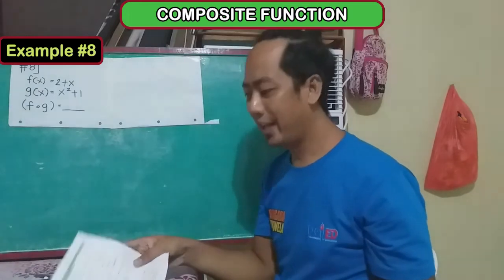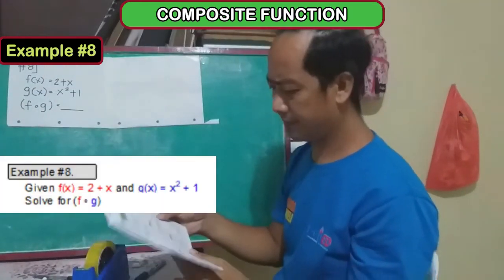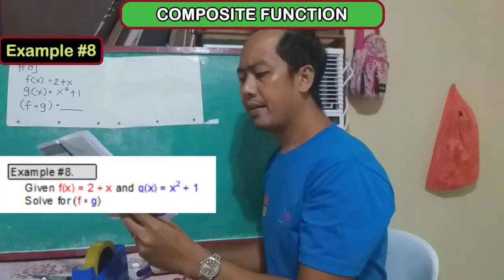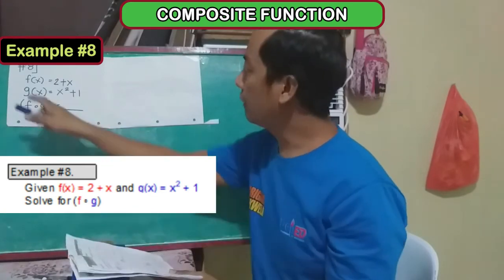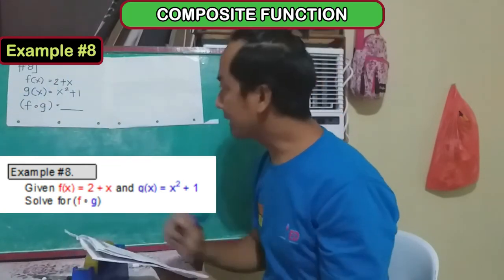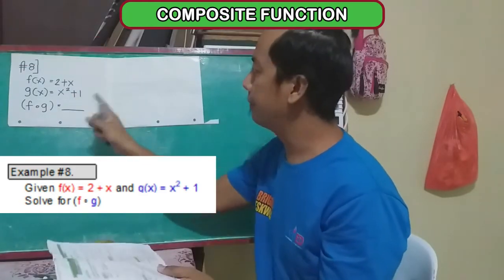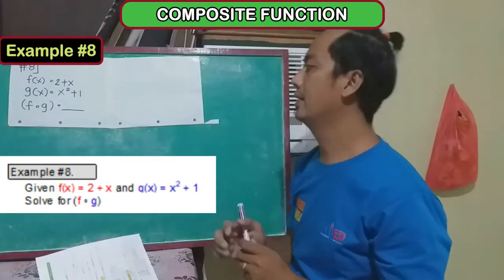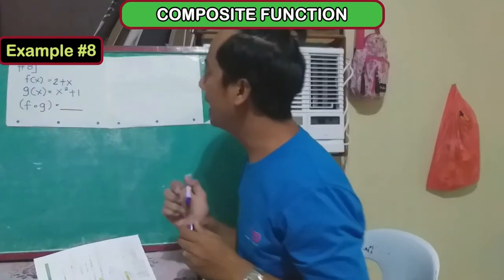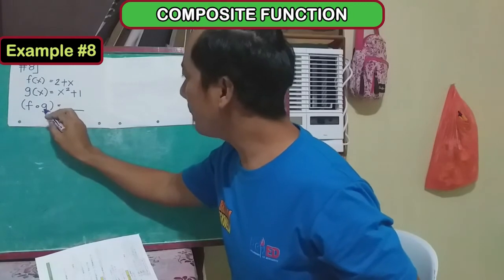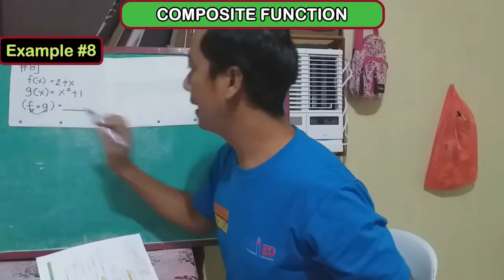Sample number 8. Given function of f is equal to 2 plus x. Function of g is equal to x squared plus 1. Find f of g. So, paano yan? Gagawin natin dyan, yung g, pag ipapasok natin sa f.